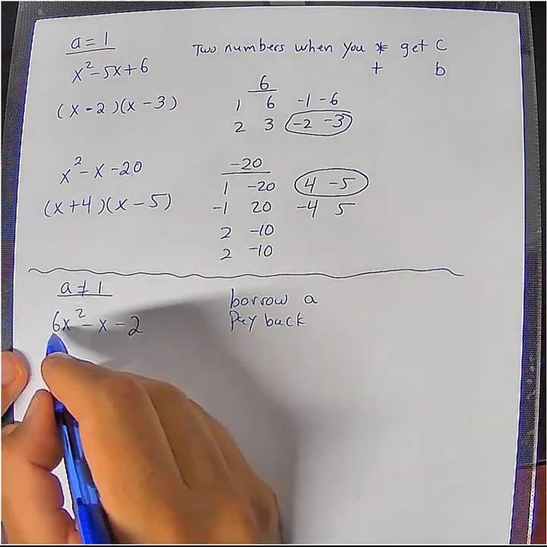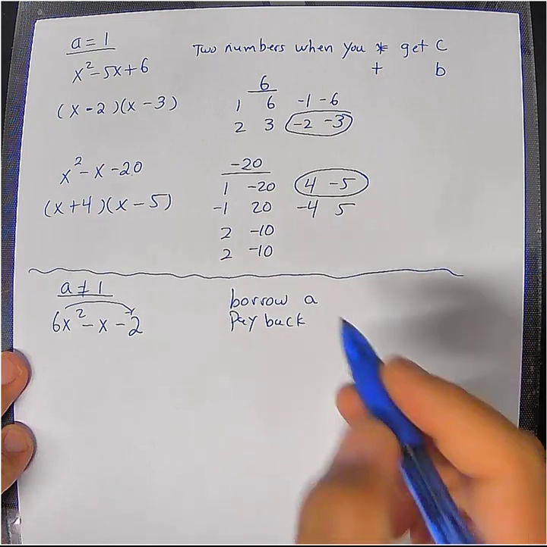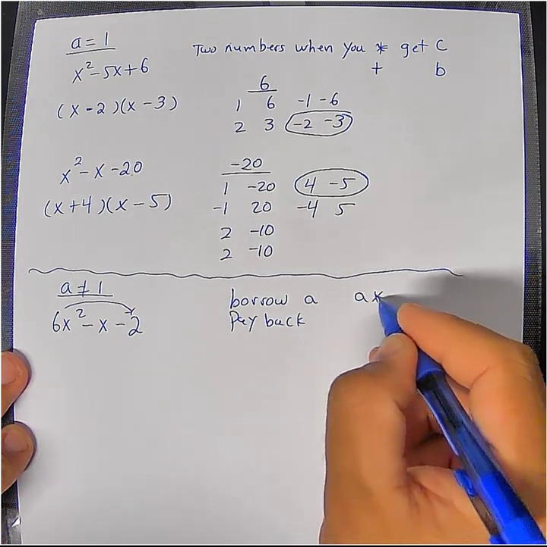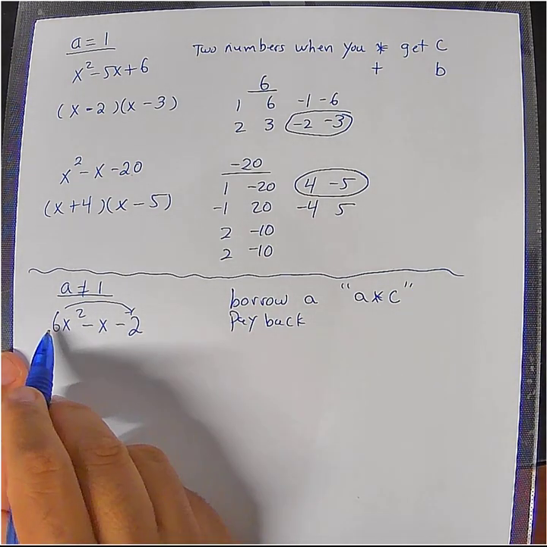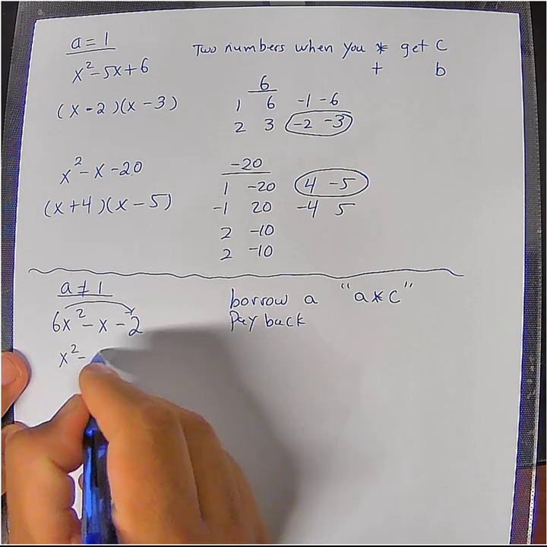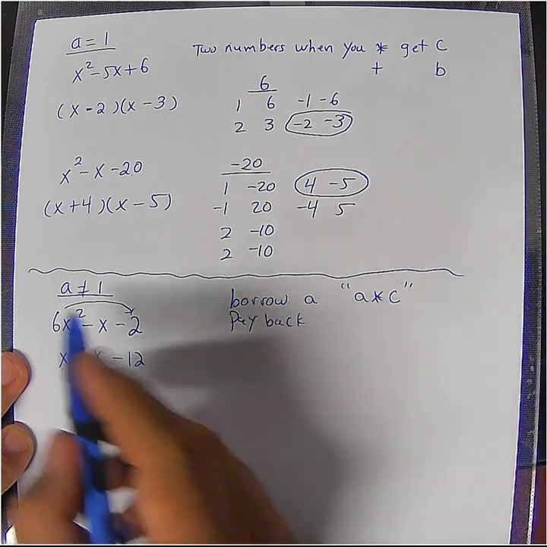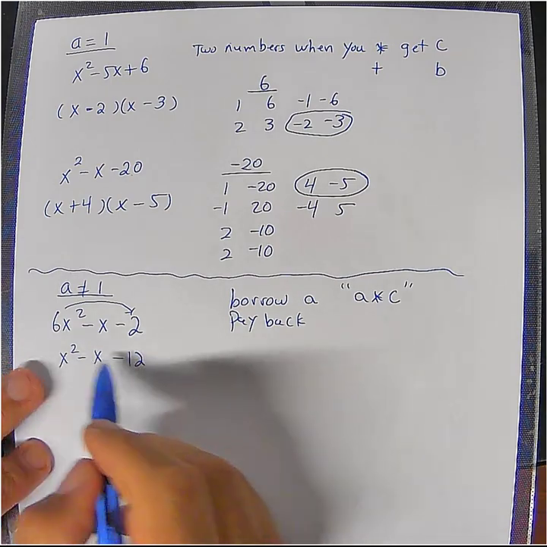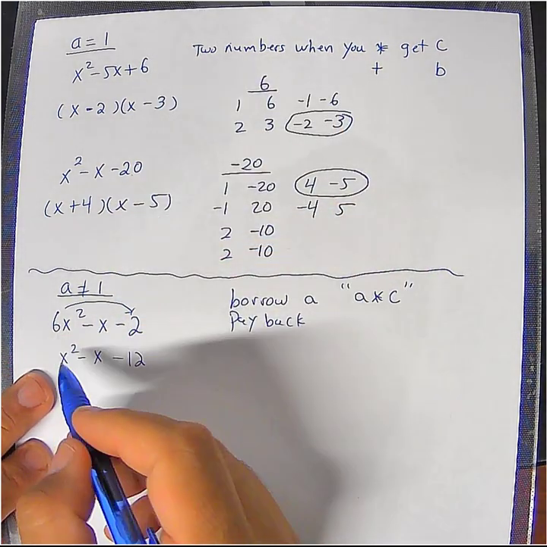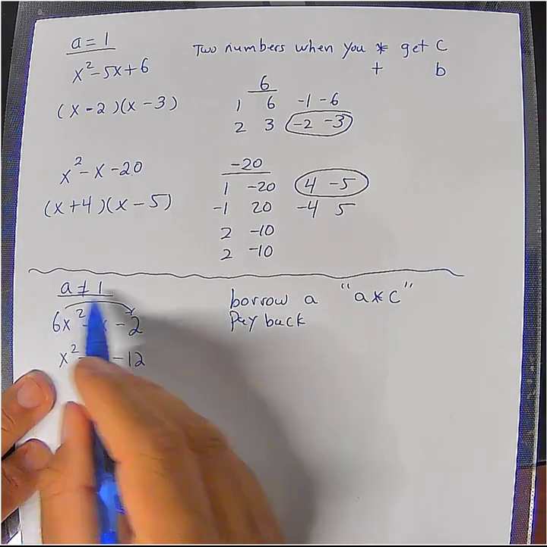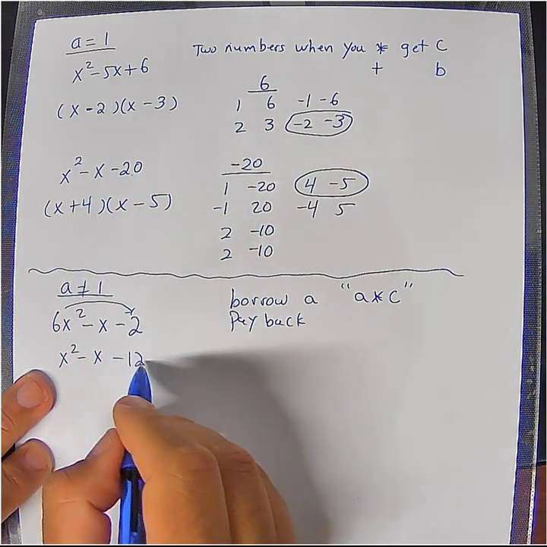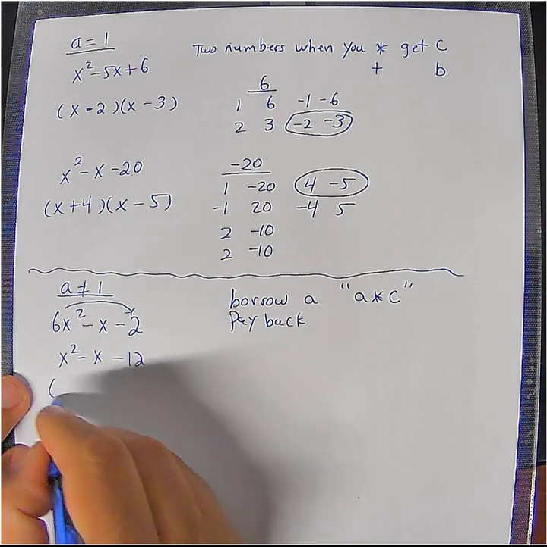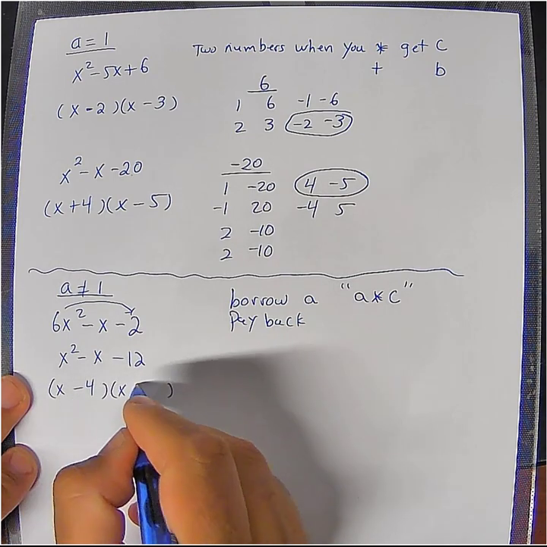We're going to take this a and borrow it, and you're going to multiply. Borrowing the a means take a times your c. Hence, some teachers call this the AC method. So if I borrow this a, I get x squared minus x minus 12, because 6 times negative 2. Now this problem is the same as what we did up here. Now a becomes 1. That's the whole idea why we took out the a, so that we can get to this stage. So all the possible ways to get negative 12 to add to give me a negative 1. That is going to give me an x and an x and a negative 4 and a positive 3.